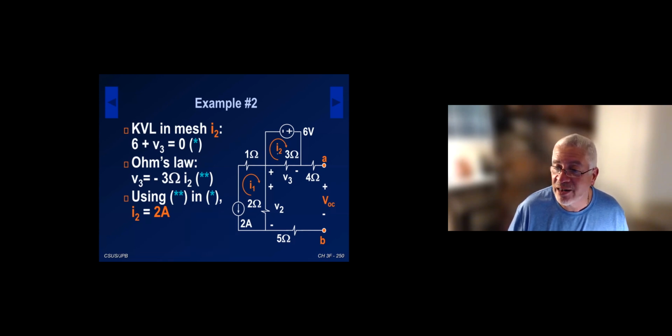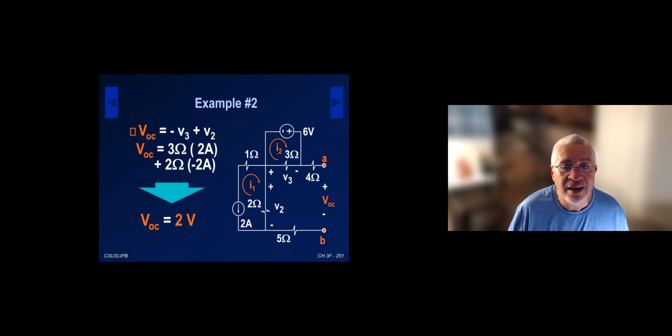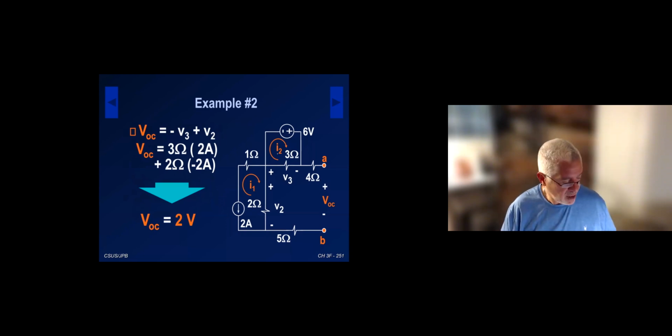I can essentially find VOC. VOC minus V3 plus V2 equals 0. Of course, I forgot to mention that the 5 ohm down there also has no current because it's just hanging. So we find that VOC is equal to 2 volts. It's a simple circuit to solve, but nevertheless, it shows the examples as well.